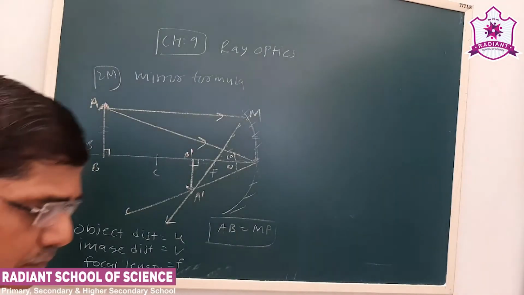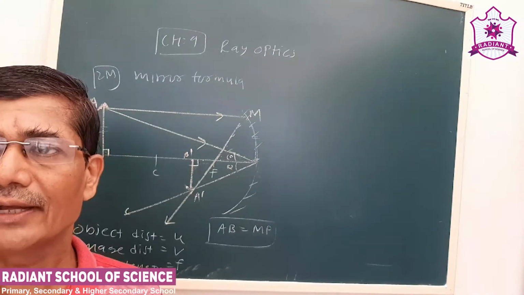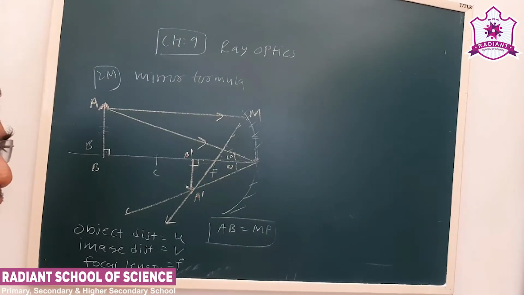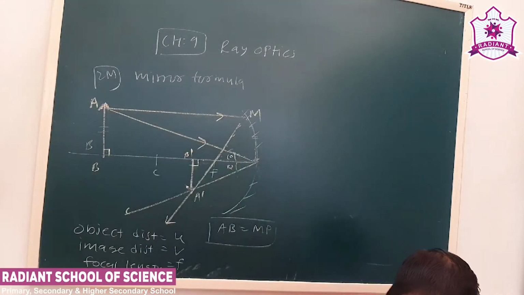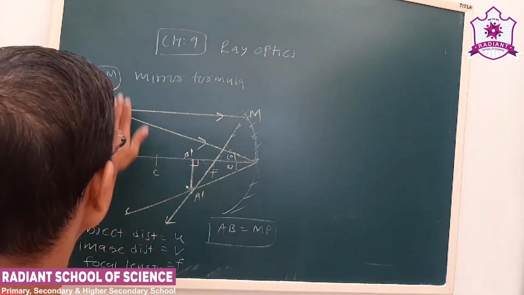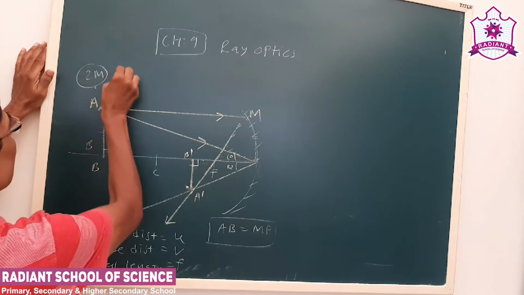Dear students, last time we saw reflection of light. We also derived the mirror formula, that is the Gaussian formula for the mirror, the relation between focal length, object distance and image distance. Now we proceed further in lesson number 9. The next question is: derive the equation of linear magnification.